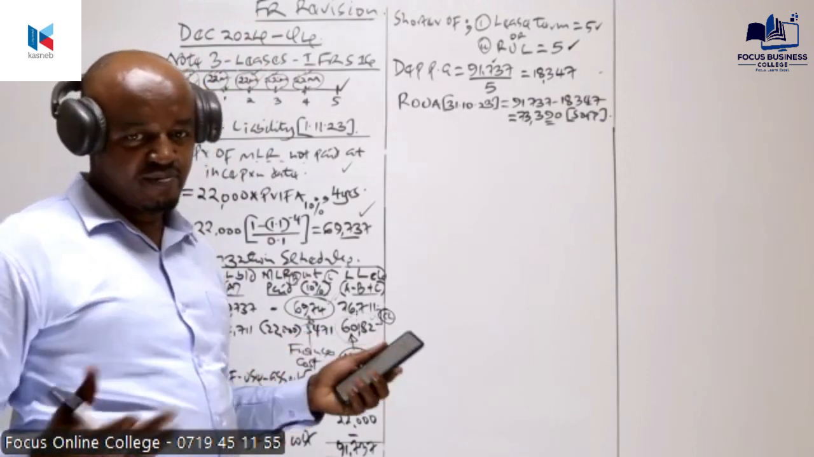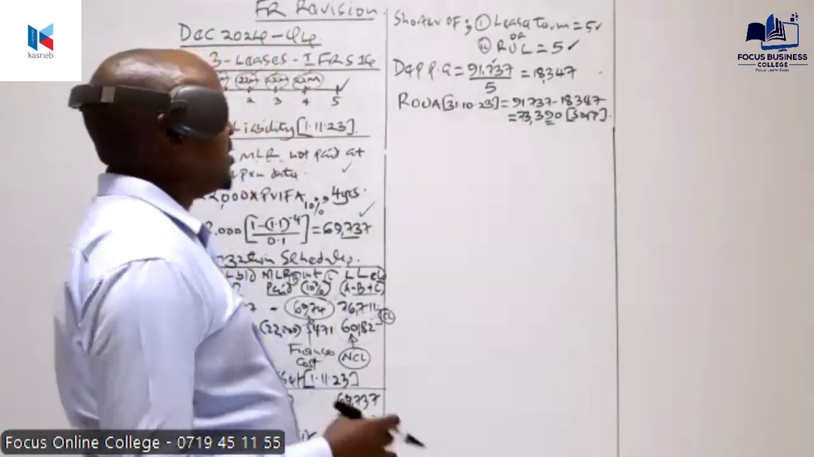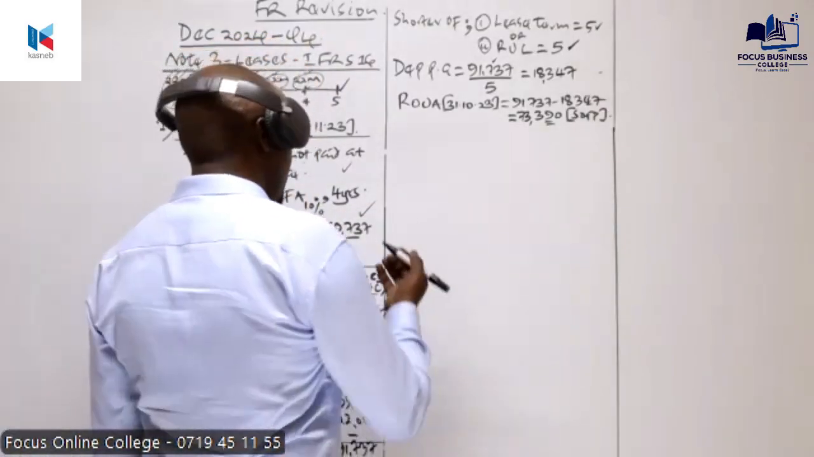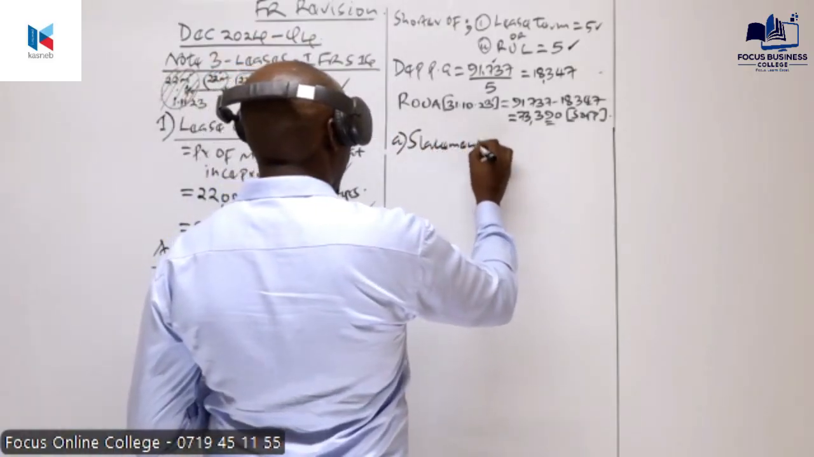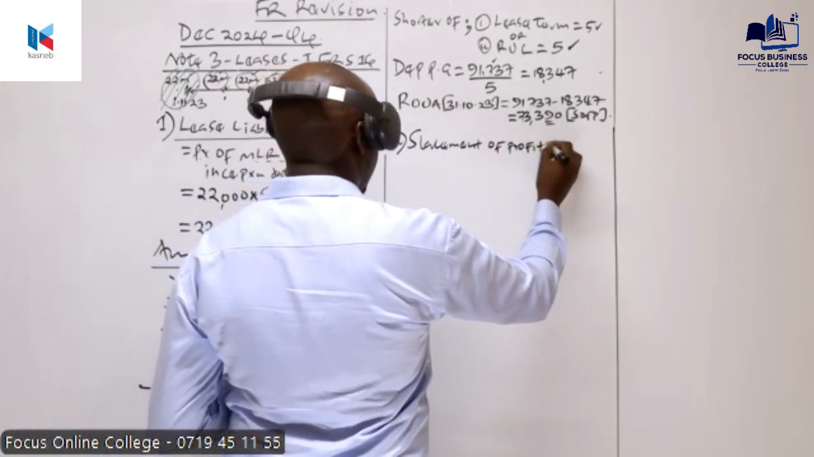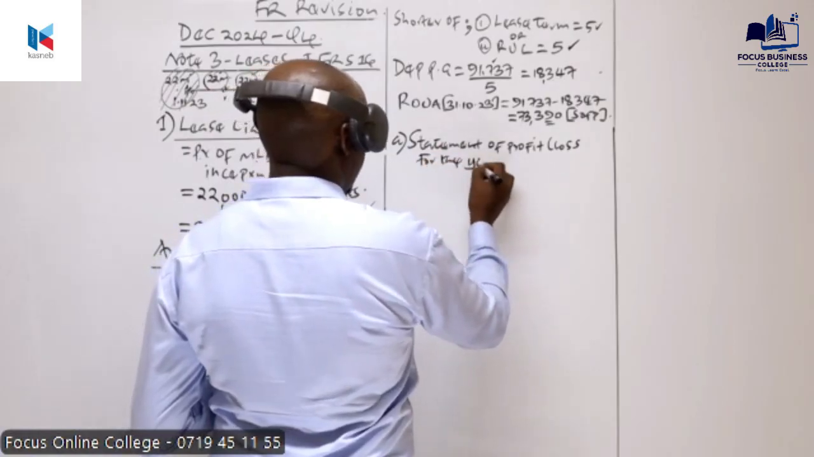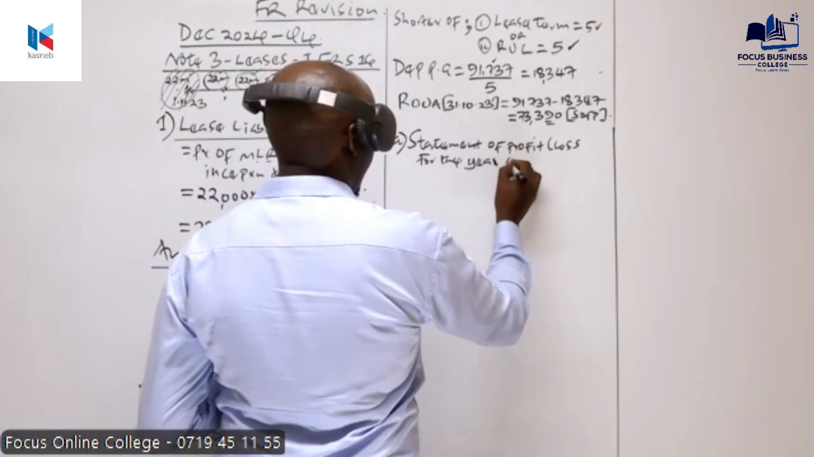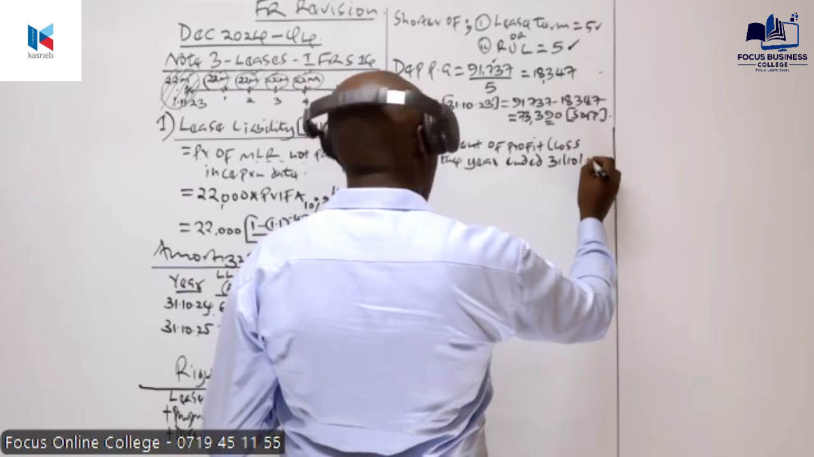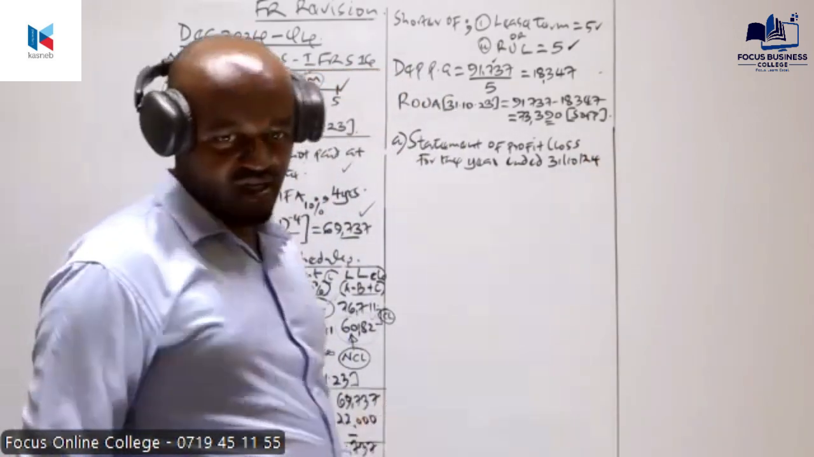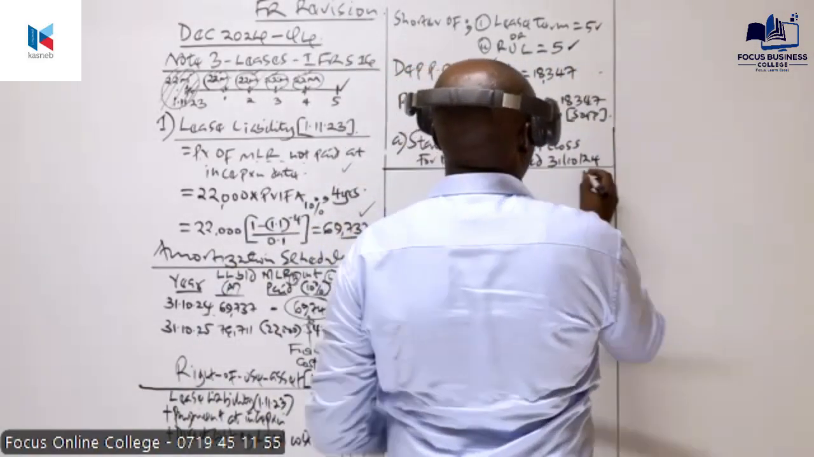Then we can proceed and prepare what is required in parts A, B, and C. And we said once you come across this question, what you need to do is come up with a skeleton. So we come up with a skeleton of what is required in part A, the statement of profit or loss, which is for the year which ended 31st of October 2024. So we need to have just a single column here.